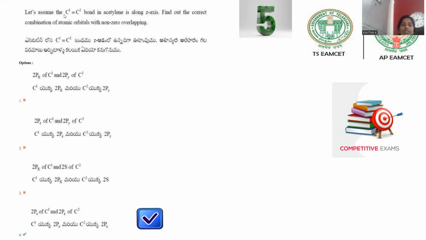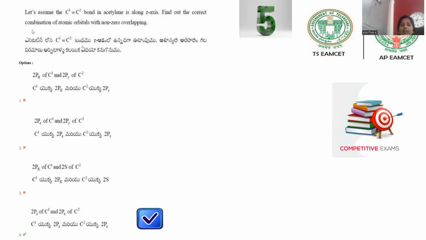Let's assume C1 is equal to C2. Bond in the acetylene, so it is not C1 double bond C2, it is the C triple bond C. Being acetylene, it is composed of 2 carbon atoms only. The C triple bond C in the acetylene is along the Z axis. Always, acetylene or any triple bond taken is linear only. That linear bond is oriented towards the Z axis.